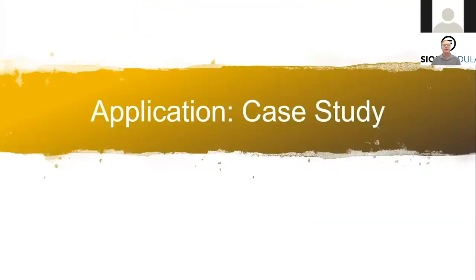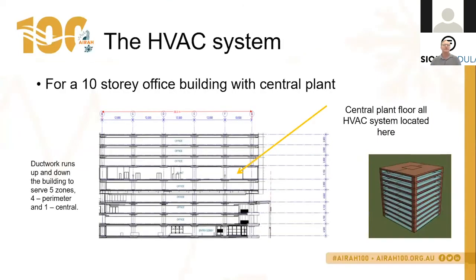So let's have a look at a case study. This case study is based on an office building and centralised plant. Obviously, a different arrangement will require you to consider different application of the clauses in the code. We have a 10-storey office building with 4 perimeter zones and 1 central zone, served off the 1 AHU.